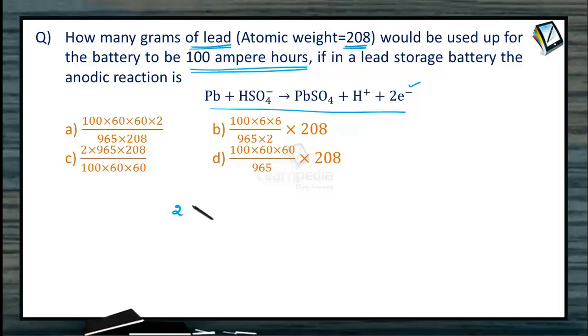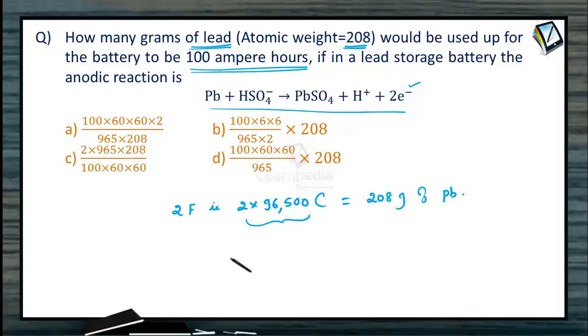2 Faradays of electricity, that is 2 into 96,500 coulombs of electricity. 1 Faraday is 96,500 coulombs. So this much amount of charge is produced by 1 gram atom of lead, that is 1 gram atom of lead, atomic weight of lead, that is 208 grams. So to get 2 into 96,500 coulombs of charge, we require 208 grams of lead.